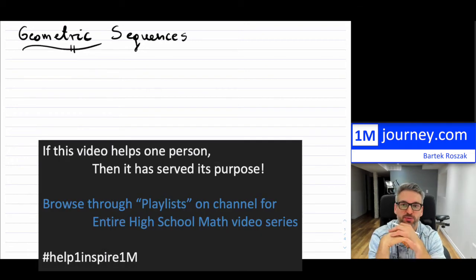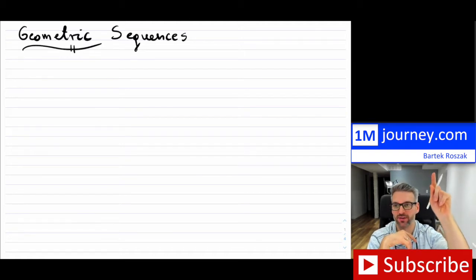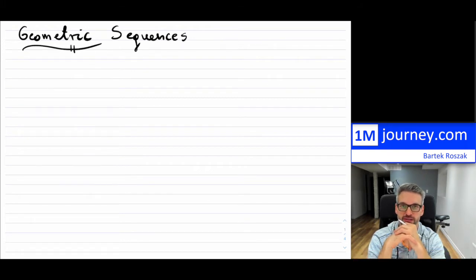Geometric sequences. In the previous video, I talked about arithmetic sequences, where from term to term you have a constant addition or subtraction. I'll put a link up above to the arithmetic sequences. Now the geometric sequence is kind of similar.